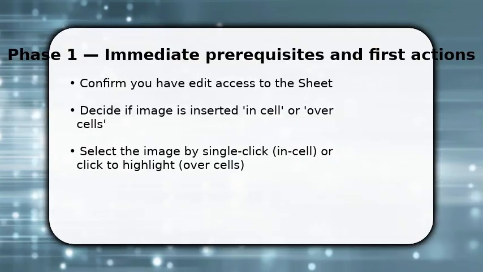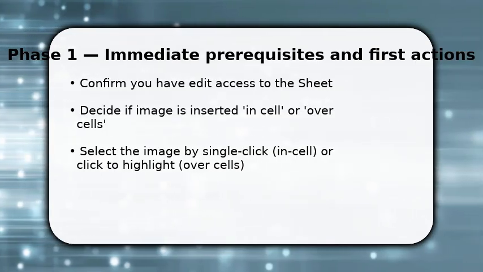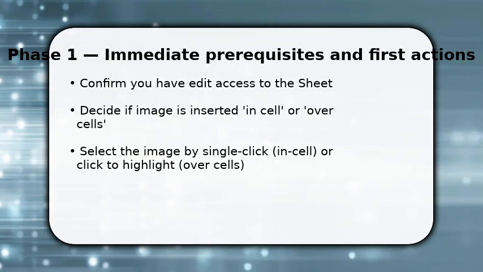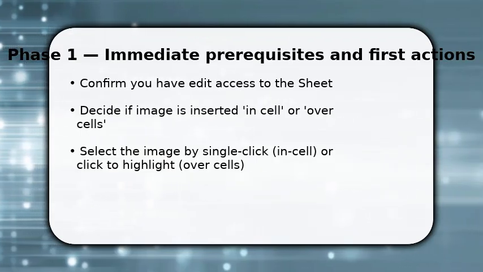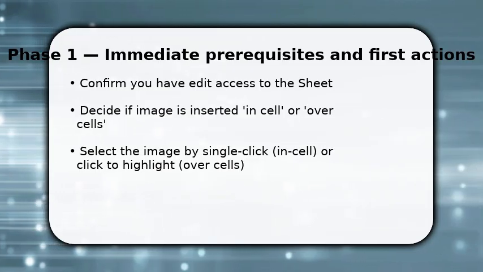You need edit permission. Once confirmed, find the sheet and the specific image. If the picture is in cell, click the cell once to select it. If it sits over cells, click the image to reveal handles. Make sure you distinguish the two types because deletion methods differ.